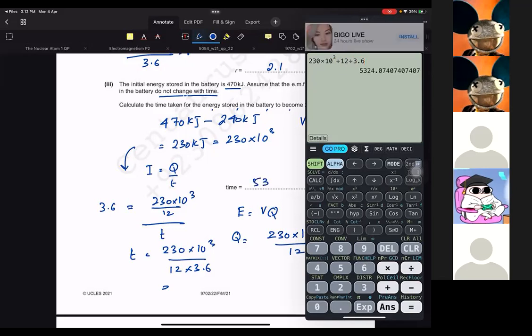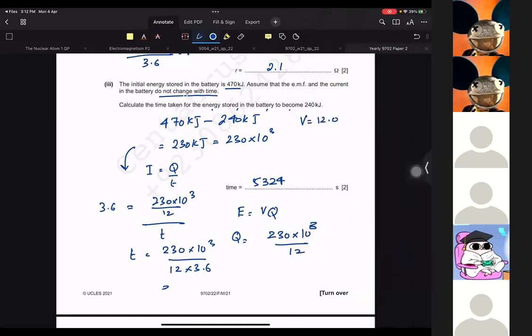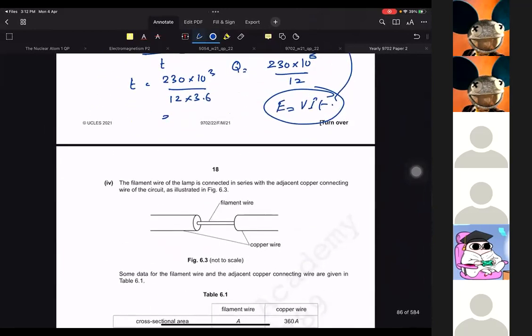So it's 5324 seconds. Now I would not advise writing this much because all of my values are too significant, so I would write it as 5300. Even if you use E equals VIT, that would also work. But I think my method is easier. You should use this. It's the same thing.